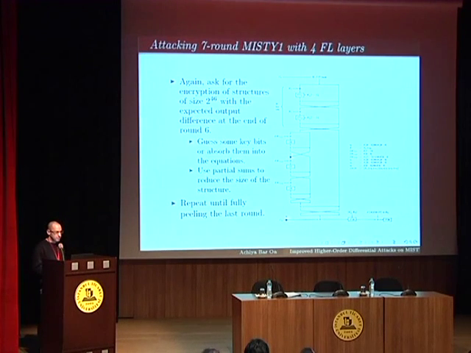Another contribution of this paper is attacking 7 rounds of MISTY1 with 4 FL layers. It's similar. We ask for the encryption of structures of size 2^46 with the expected output, then guess some key bits and absorb some other key bits into the equations, use partial sums here to reduce the size of the structure, then guess some more key bits, again use partial sums to reduce the size of the structure, and we repeat that until the last round is completely peeled off.